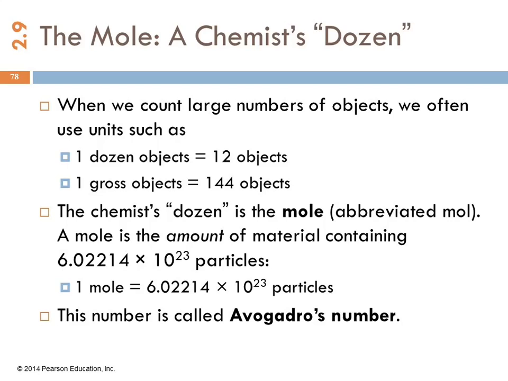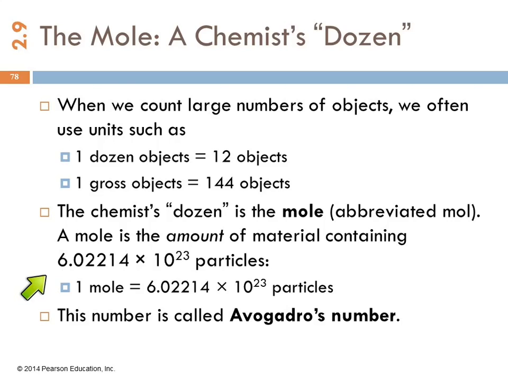So chemists have our own unit for counting. It's called the mole. And you can think of it as the chemist's dozen, except that it's a lot bigger than a dozen. It's this nice little unit, mole. It's not the little half-blind animal that burrows underground. It's just M-O-L-E, and it has an abbreviation, mol.